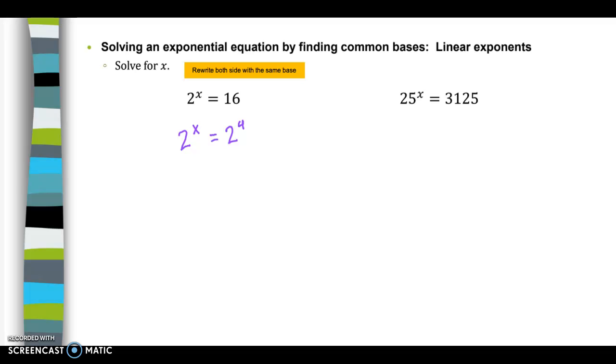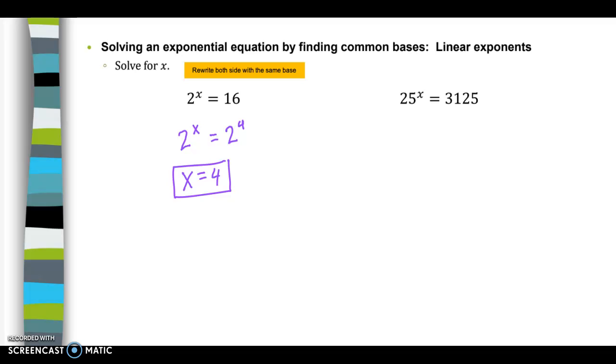So what does x have to be equal to for the left-hand side to equal the right-hand side? Well, we know x must equal 4. Now, if the bases are the same, and all we have is bases, then we can just set the exponents equal to each other. In this case, we would just get x equals 4.